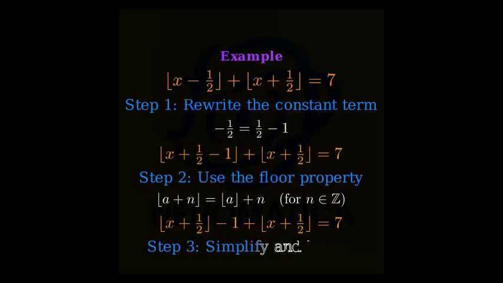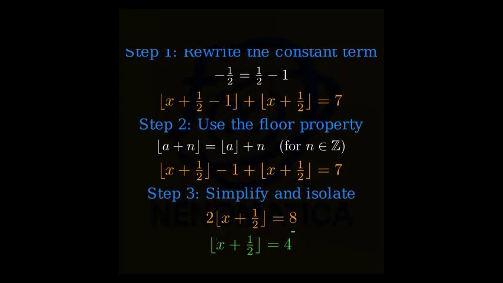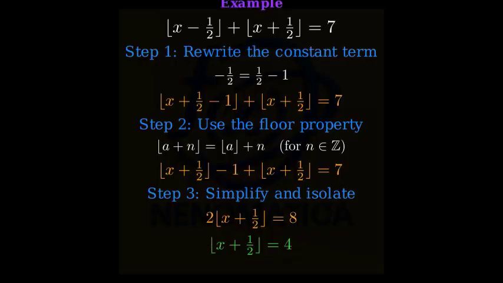Step 3. Combine like terms and isolate the floor expression. Two copies of the floor of x plus 1/2, minus 1, equals 7. Move the minus 1 to the other side to get 2 times the floor of x plus 1/2 equals 8. Now divide both sides by 2 to get the floor of x plus 1/2 equals 4.